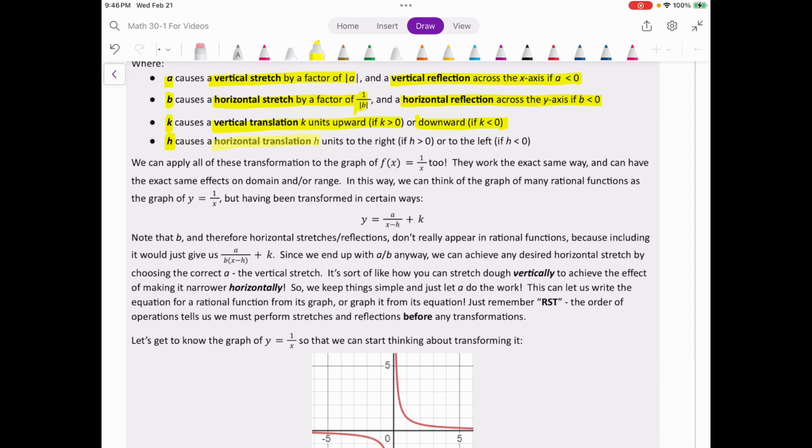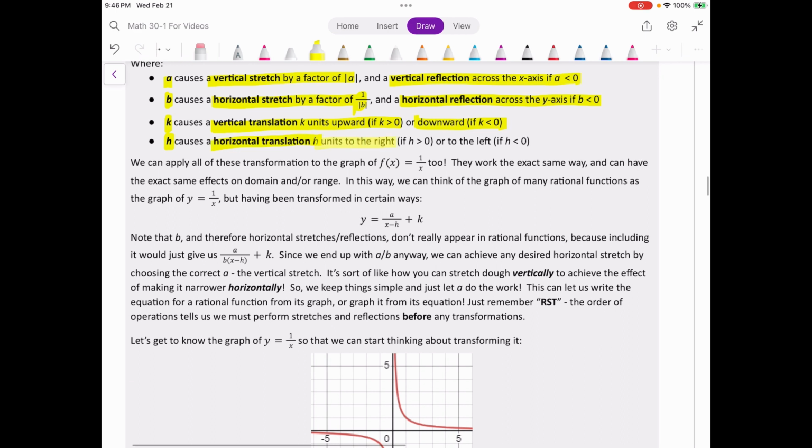H causes a horizontal translation, h units to the right if h is positive, or to the left if h is negative. Again, we're adding something or subtracting something from every x value, so that's obviously going to move the x values left or right, right? Subtract from x, you move it to the left. Add to x, you move it to the right.